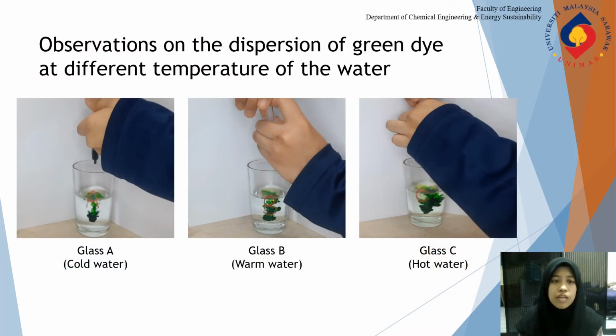Next, let's look at the observations on the dispersion of green dye at different temperature of the water. All of these pictures illustrate that green dye acts differently at different temperature of water, which we can observe from the shape of the green dye at initial drop for glass A and glass B, also glass C.